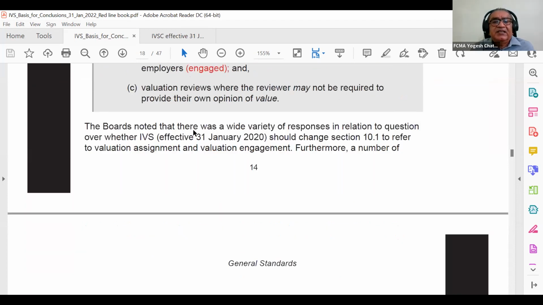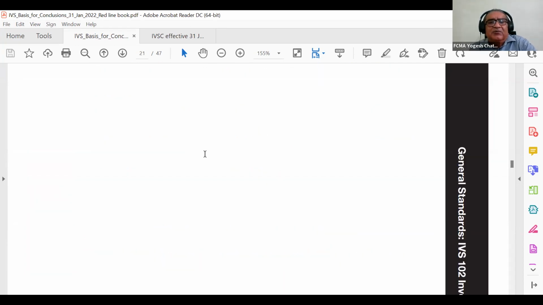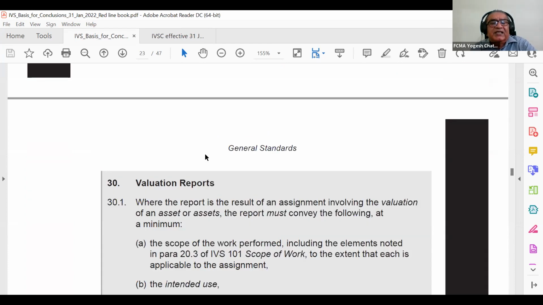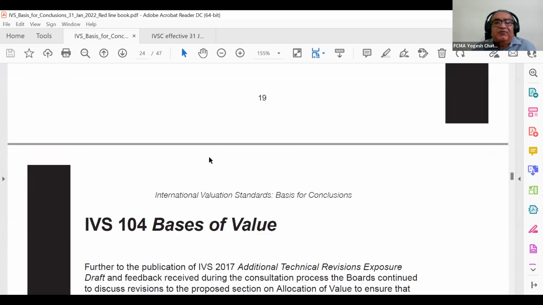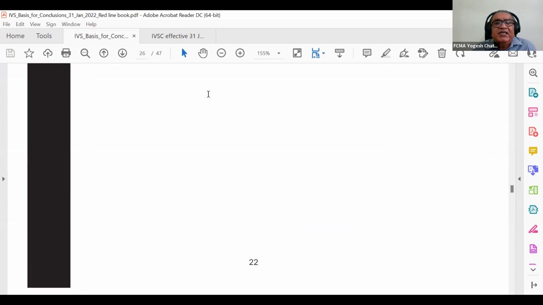And this is investigation. There are no changes. Reporting, there are no major changes. But I want to show you specifically these approaches, because in our real life situation, we come across that very frequently. So this is 105 on valuation approaches.